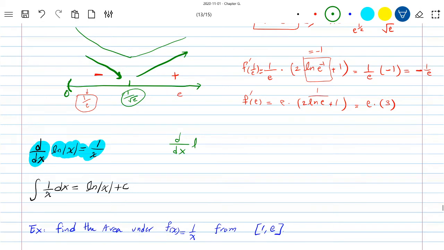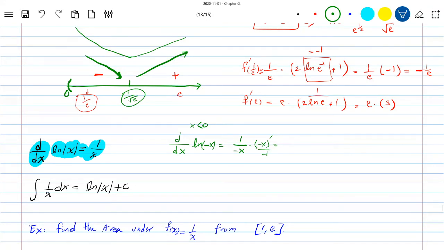If x is positive, then the absolute value of x would be exactly x. So the derivative is simply 1 over x. But on the other side, if x is negative, the absolute value of a negative number would be a positive number. So it would be the negative of whatever that negative number was. And the question is, what is the derivative of ln of negative x? It would be 1 divided by negative x multiplied by the derivative of negative x. What is the derivative of negative x?